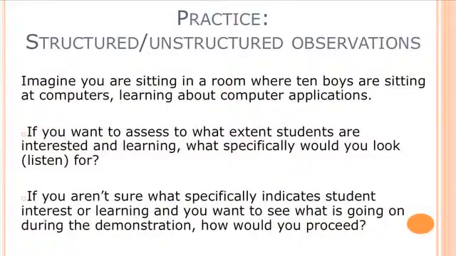If you aren't very sure what specifically indicates student learning, and you want to see what is going on during the observation, then how do you proceed? That becomes your unstructured observation, where you can observe students who are attending the program. You will observe what is the group, what type of group, whether they are youth, whether they are senior citizens, whether they're all ladies, all boys, all girls, mixed group, the length of the time the student stays at the computer center to learn these computer applications.